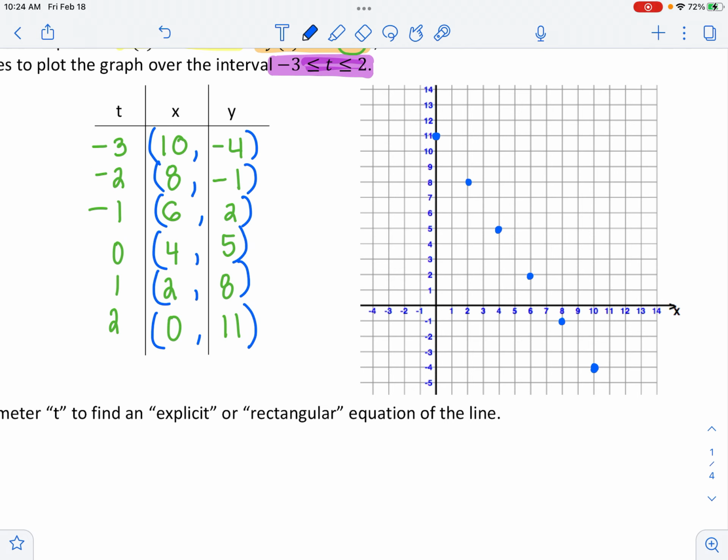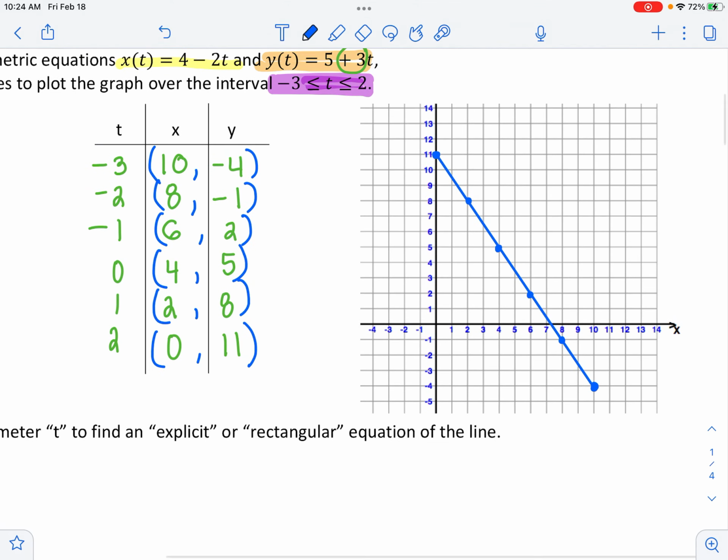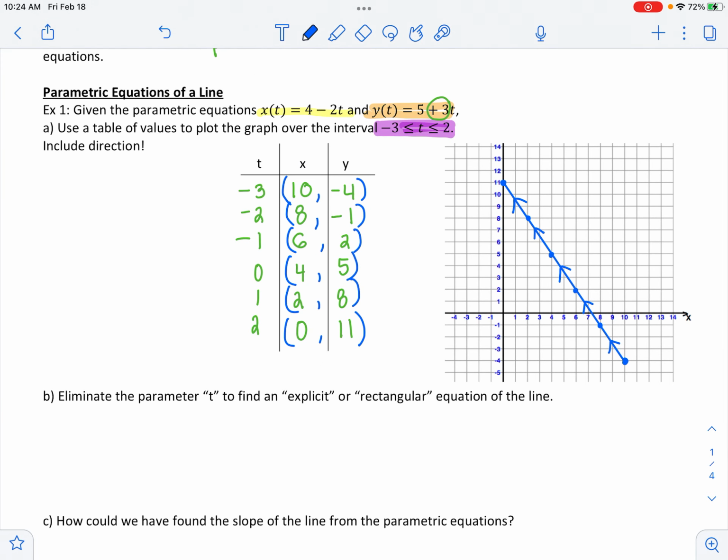Now you're going to connect these points, and it's only on the interval of -3 to 2, so you're not putting arrows on the end and saying it's going on forever. It goes from -3 to 2, the t values from -3 to 2. And now we also have to show direction. So you have to go back to the point you first graphed, which was 10, -4, and then say I went in this direction to go to my next point, and then I went in this direction, this direction, this direction, and this direction. So there's me showing direction, showing you which one you got first all the way to which one you got last.